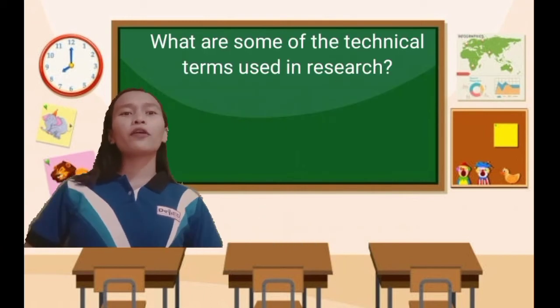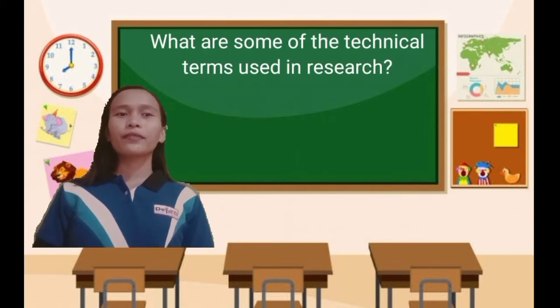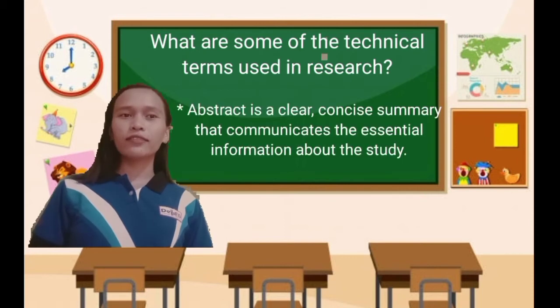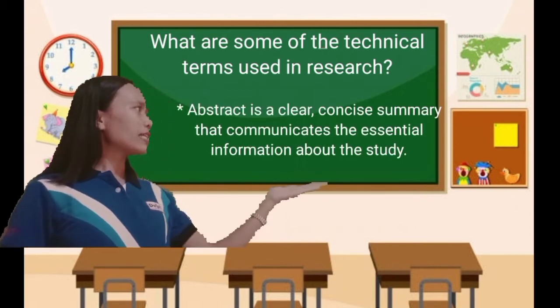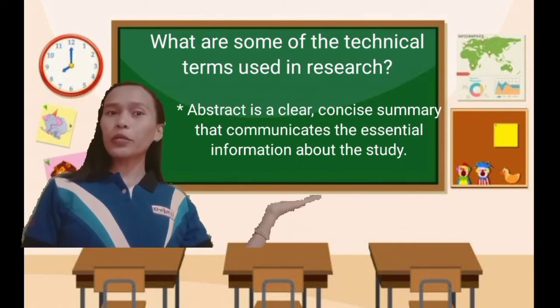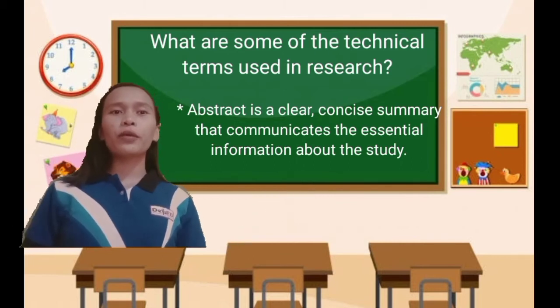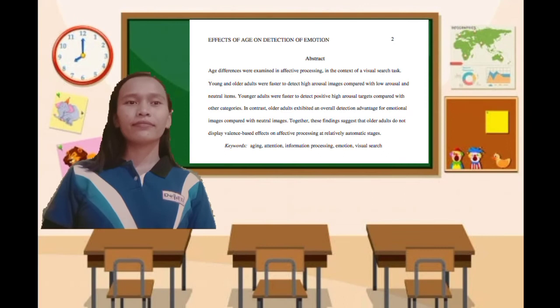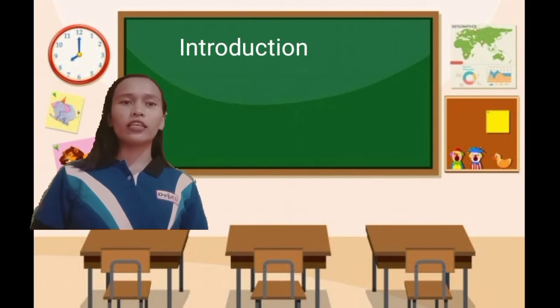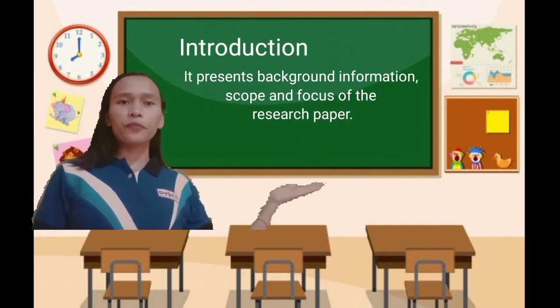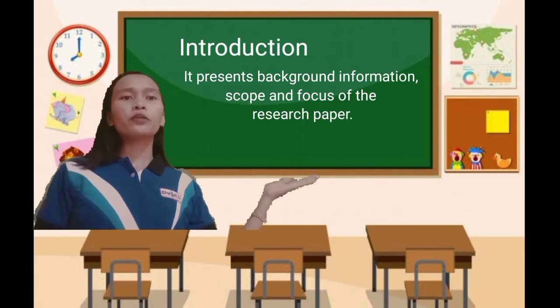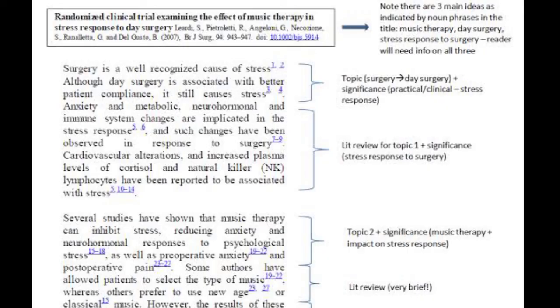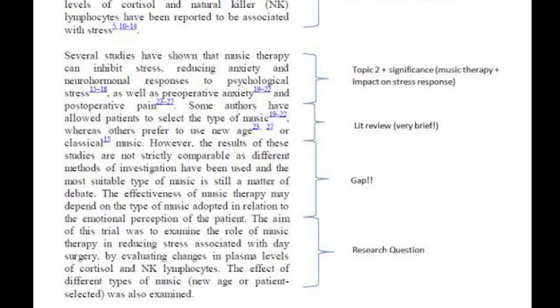So in a research paper, you include information from sources such as books, articles, interviews, and internet sites. Now, what are some of the technical terms in research? First one is we have abstract. So abstract is a clear, concise summary that communicates the essential information about the study. So for example, the next one we have introduction. So it presents background information, scope, and focus of the research paper. It states the objectives of the study or statement of the problem and significance of the study.